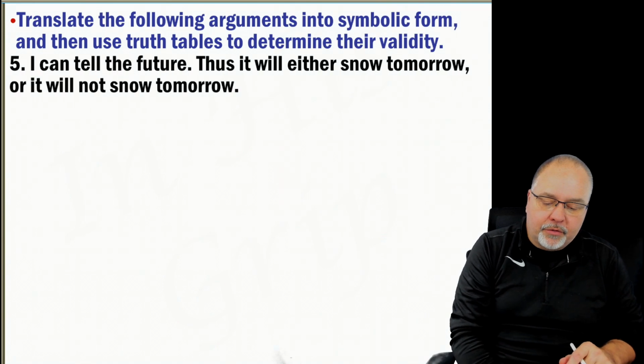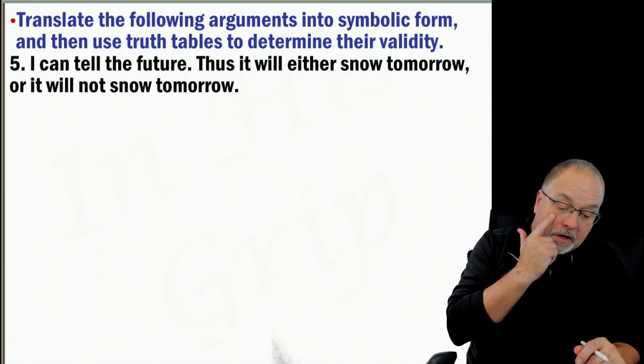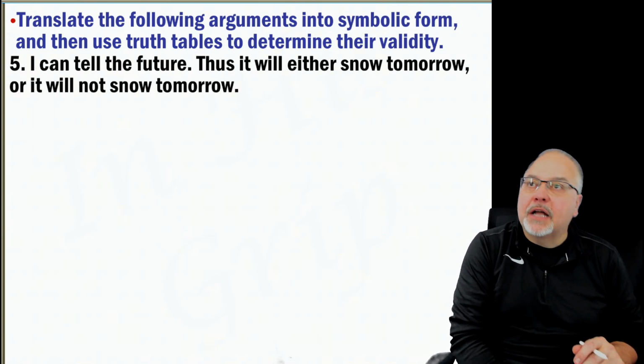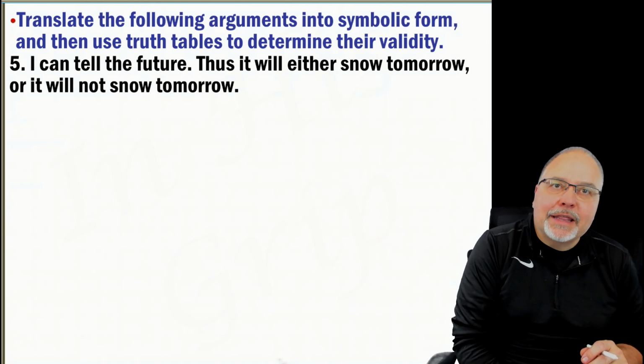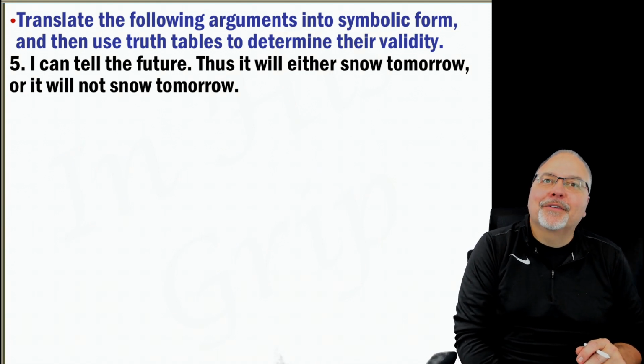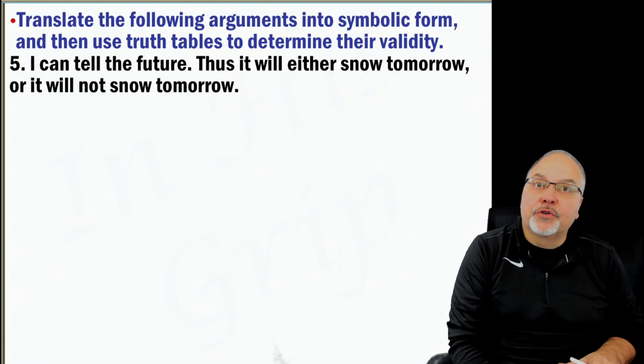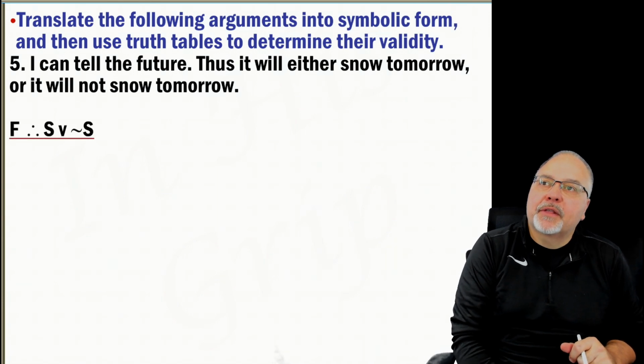All right, let's do another one. I can tell the future, thus it will either snow tomorrow or it will not snow tomorrow. You can tell from reading what it is, but work it out. Do a truth table for this, okay? It should end up something like this.